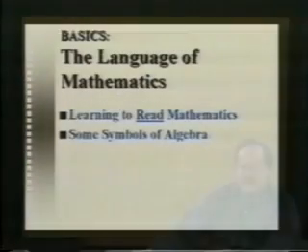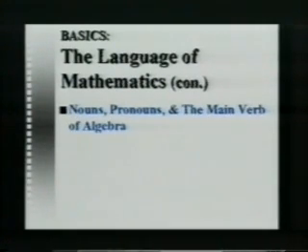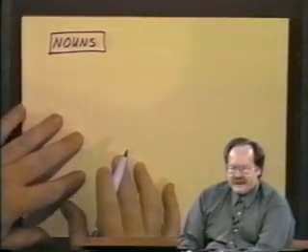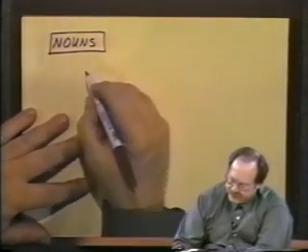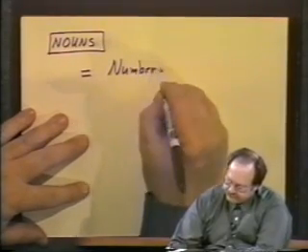All right. Well, let's go back to my list, and we'll talk about the next aspect of the language of mathematics. Nouns, pronouns, and the main verb of algebra. If we're talking about mathematics as a language, there have to be these parts of speech. So let's talk about them. First, let's talk about nouns. What would nouns be in mathematics? Nouns are equal to number expressions.